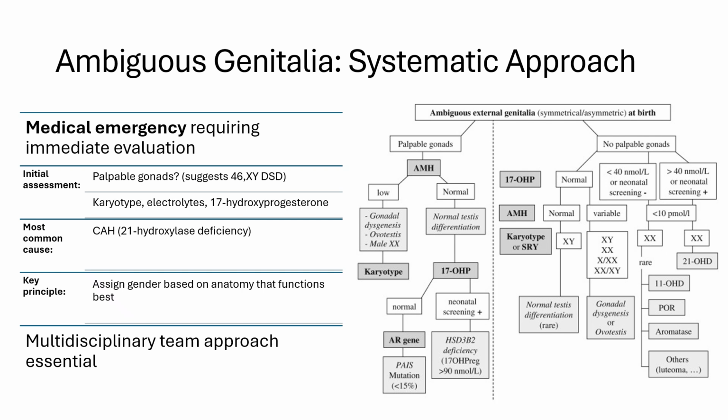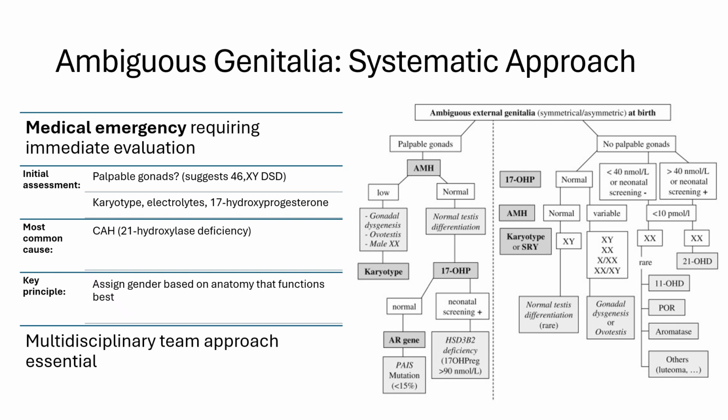Laboratory evaluation must proceed urgently. Send karyotype immediately, but don't await results before starting other tests. Electrolytes identify the salt-wasting pattern of CAH. 17-hydroxyprogesterone levels confirm the diagnosis in most cases. Order these stat. CAH represents the most common cause of ambiguous genitalia and requires immediate treatment to prevent cardiovascular collapse.